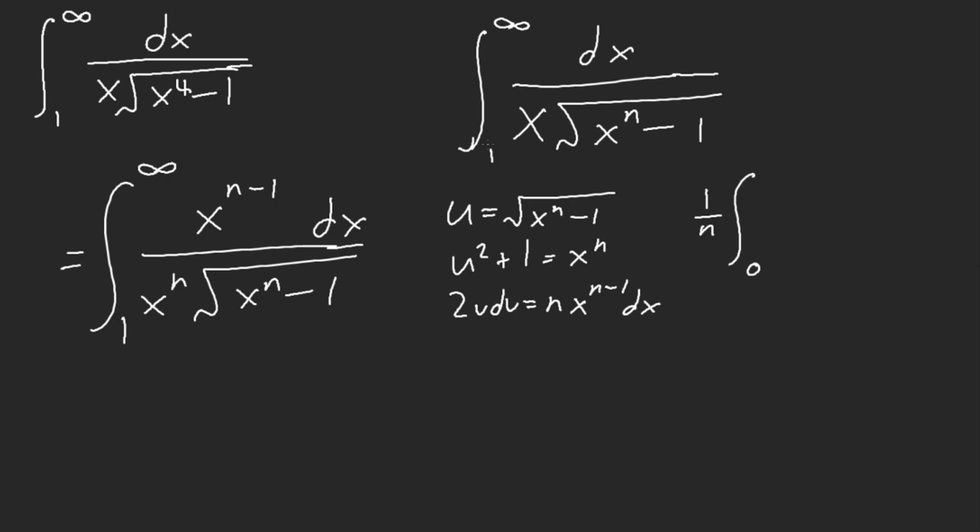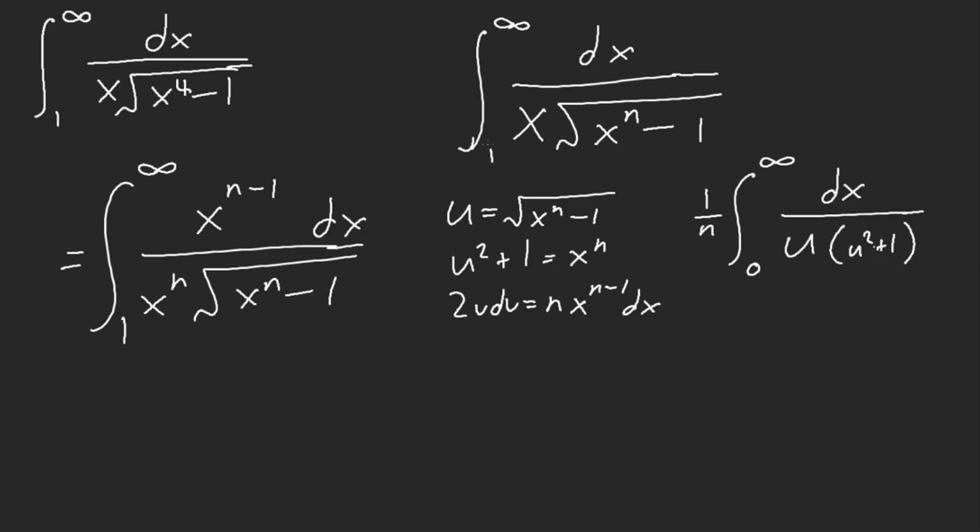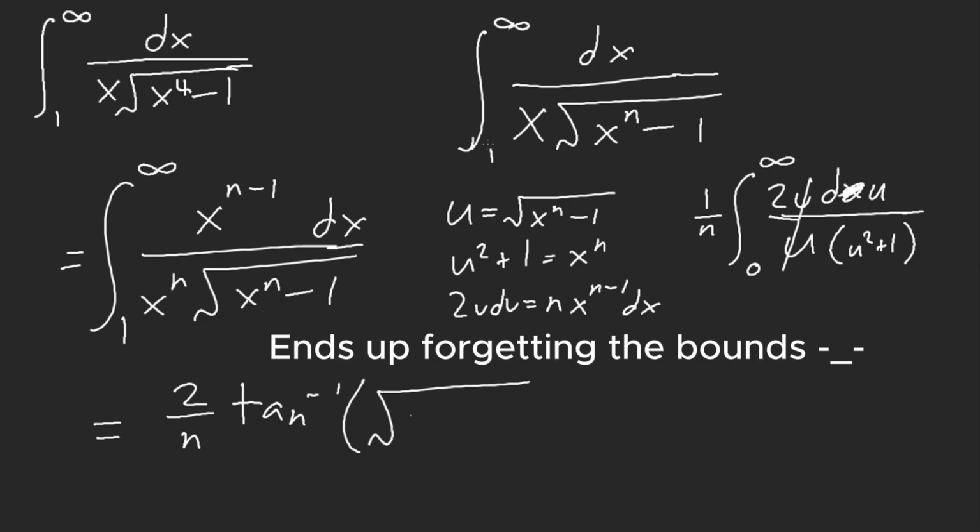This is going to be from 0 to infinity, and then, because I don't think I did this correctly... Oh, the 2u du. I knew something was wrong. If something's not right, please double check. Thankfully, I caught that. It's 2u du, don't forget that. Now it makes sense. This is 2 over n times the inverse tangent of u, which equals the square root of x to the n minus 1.